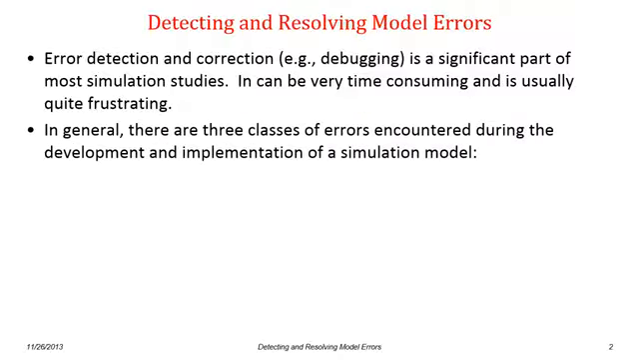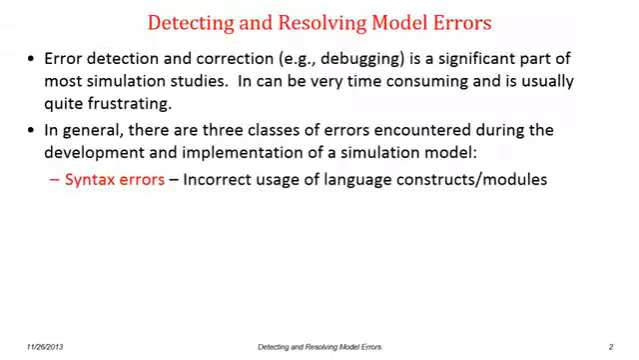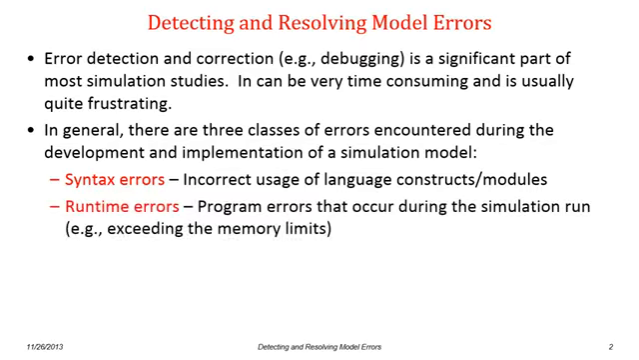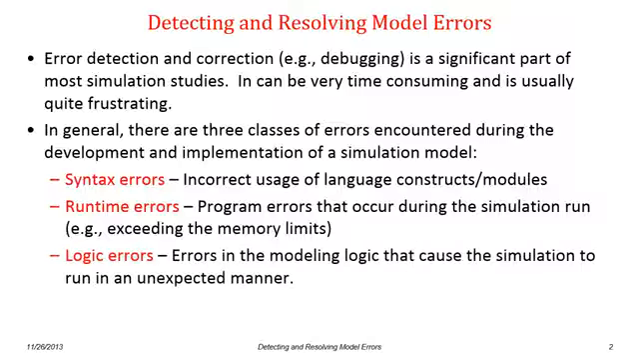doing that. In general, there are three classes of errors that we encounter during the development and implementation process, and we're going to talk about all three of these. The first type is called syntax errors, where you're using incorrect usage of the language, or you misspell something or something like that. Runtime errors, where the actual model runs and at some point it encounters an error situation during the model run. And finally, logic errors. In a logic error, your model is correct and runs totally error-free, but it just doesn't give you the results that you expect, or it doesn't give you the results that are correct. So you have made a logic error somewhere in your model.